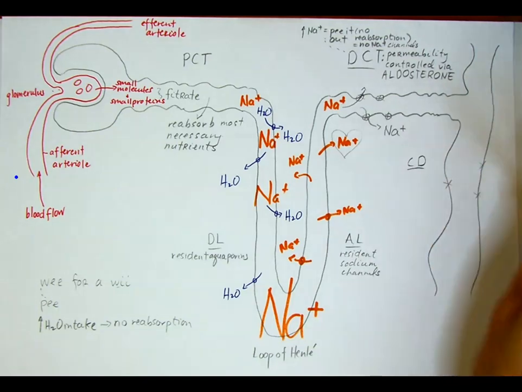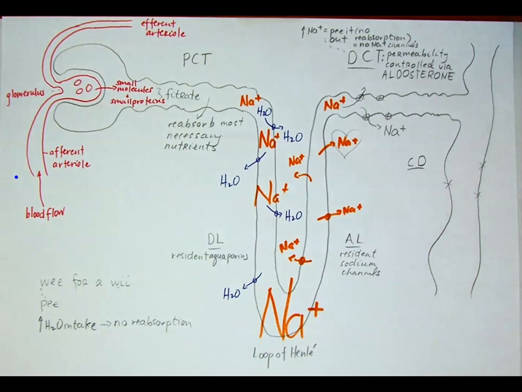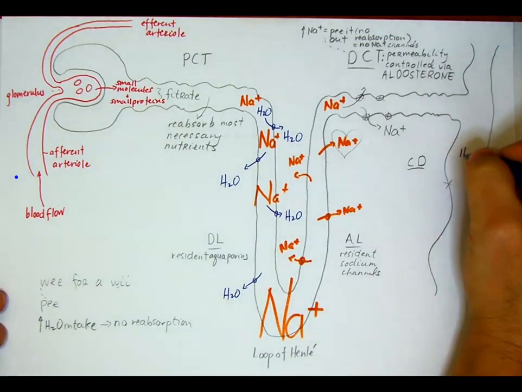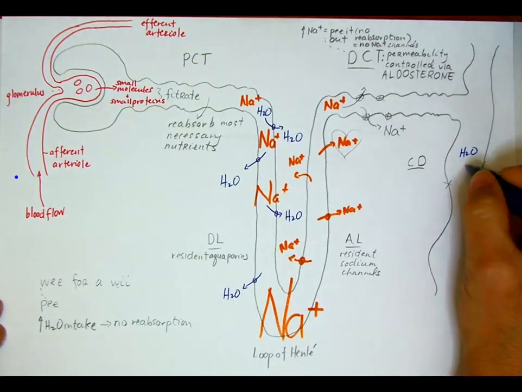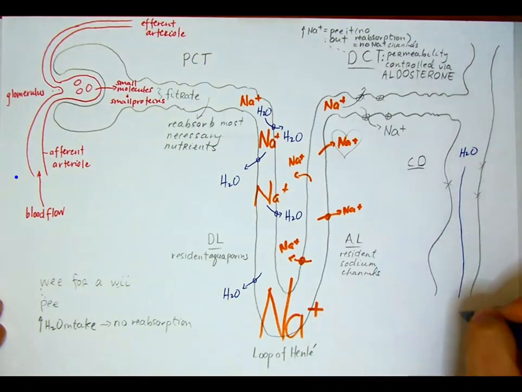And then later, the collecting duct will go into different portions of the kidney. And once it leaves the collecting duct, it is now technically urine. It's no longer called filtrate, okay?